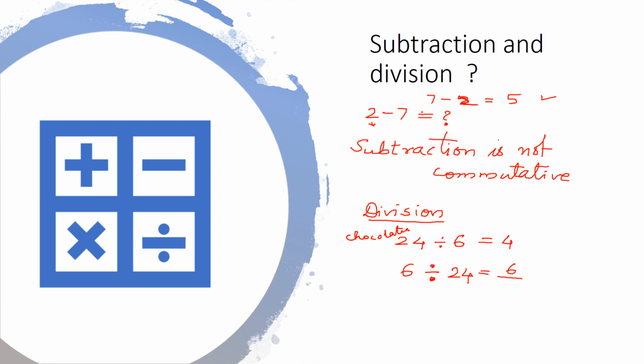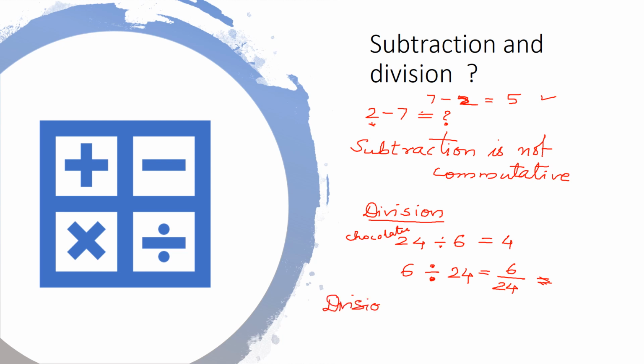6 by 24. Or you can simplify; later you will learn that. So the answer is not the same. If you give 24 chocolates to your 6 friends, each friend will get 4 chocolates. But if you give 6 chocolates to 24 friends, they won't even get 1 chocolate each. You will have to break the chocolate into small pieces and then give. So division is also not commutative. Understood? Division is also not commutative.